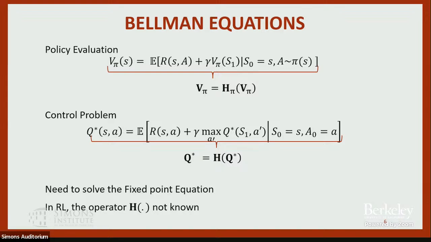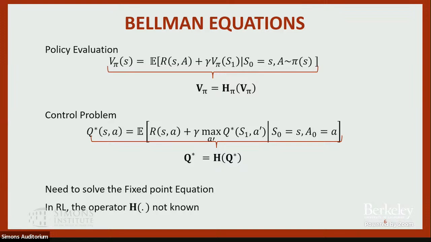The reason I care about this optimal value function is that my goal is to find the optimal policy, remember? If I can find this Q star, then I can simply take the Q star and do the argmax. For each state, I do argmax over actions, and that will give me the optimal policy. So finding Q star is as good as finding the optimal policy.